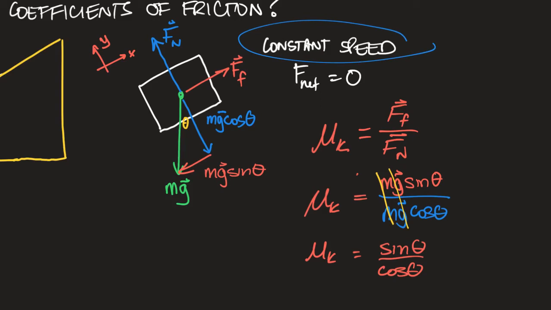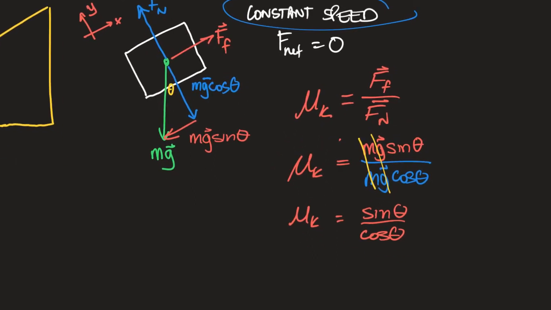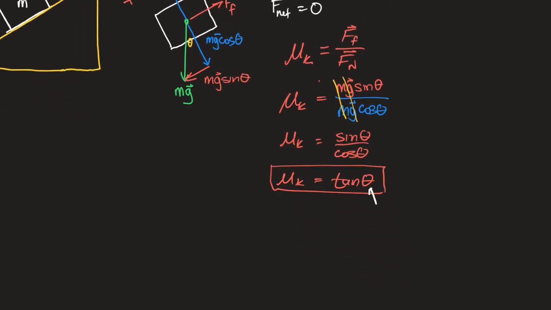Now, there's actually a trig identity which can further simplify this formula. You might know that sine over cos of an angle is equivalent to tan of an angle. Those are equivalent statements. So we have this beautiful expression here: mu k, or the coefficient of kinetic friction, is equal to just the tan of the angle. And that angle, remember, this is important, is the angle at which the object is moving by itself at a constant speed, just due to gravity.